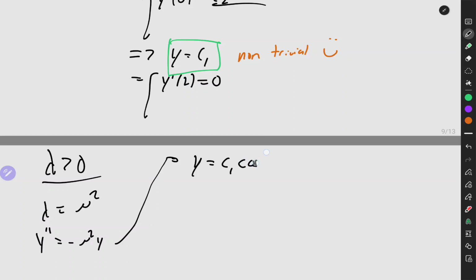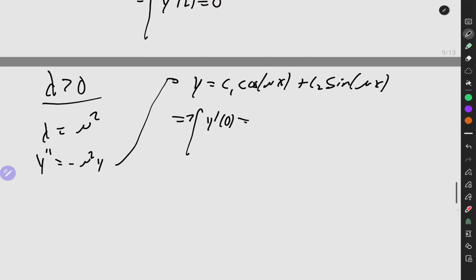That's 1. Cosine mu x plus c2 sine mu x. That's a mu. Man, that looks bad. Okay. Y prime of 0. This term becomes sine, goes to 0. This becomes cosine. C2 is 0. Wow, this is like the same thing we had for the last 2.